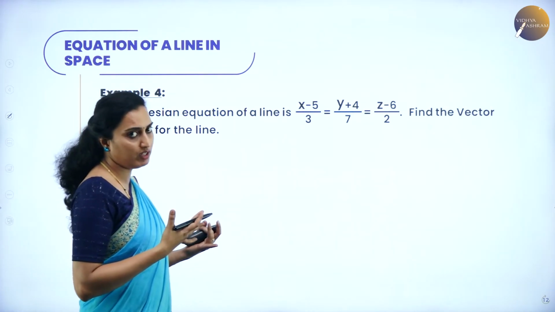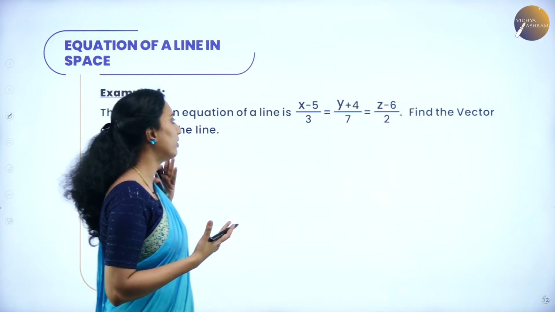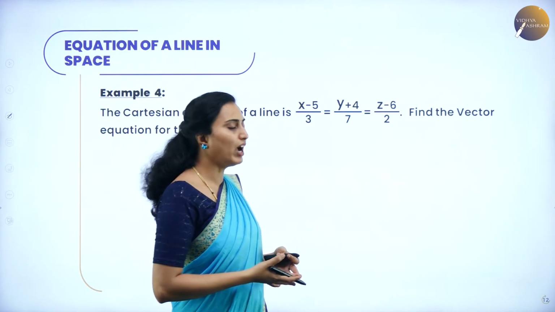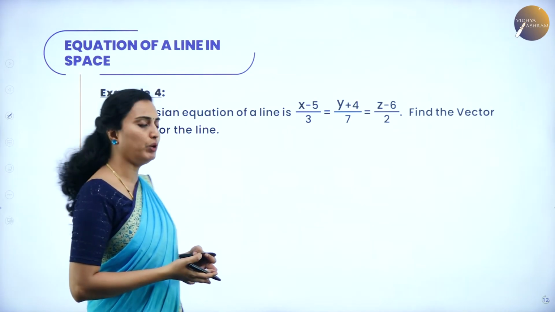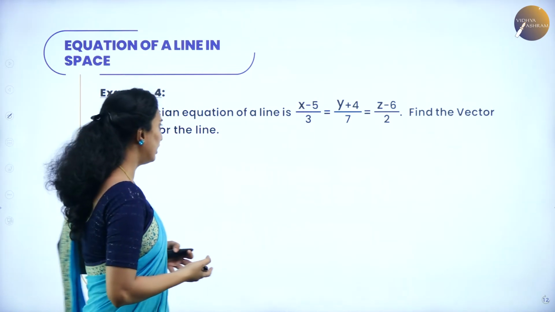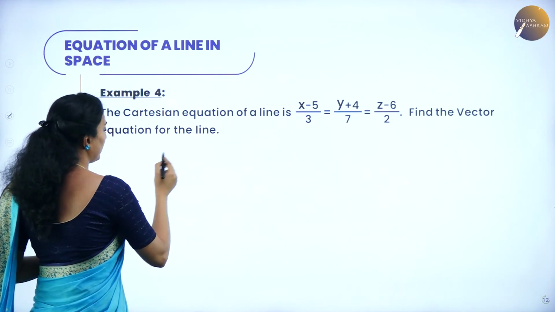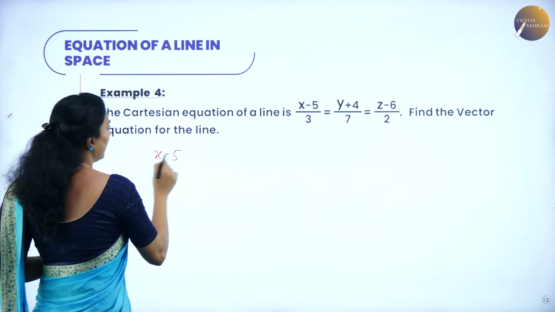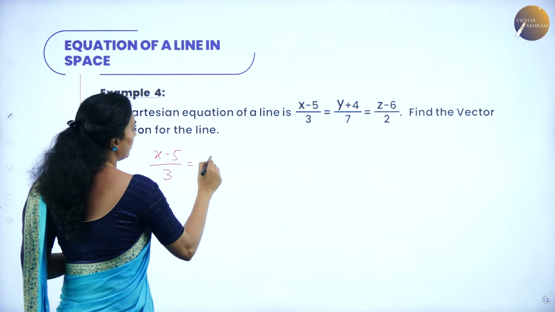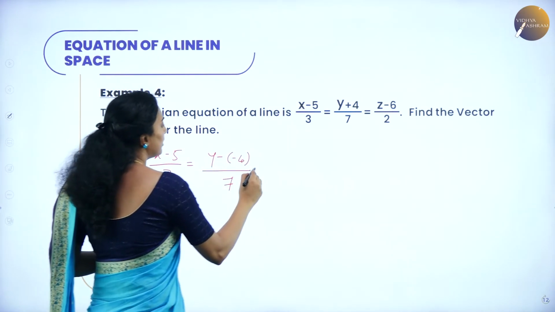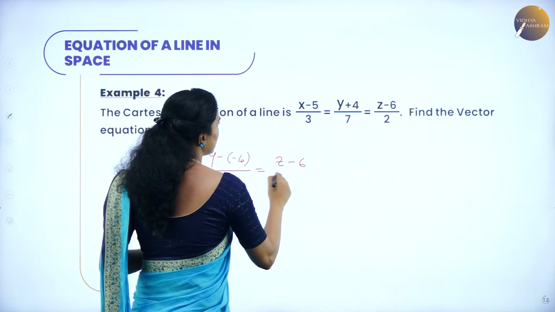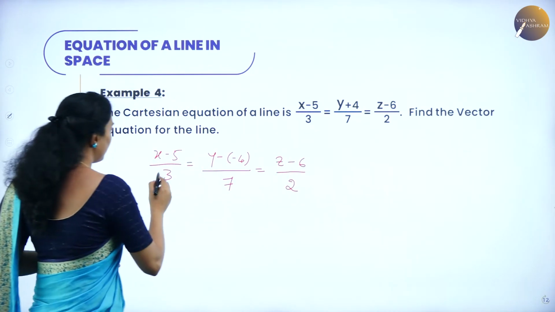The same they have given here, dear student, the Cartesian equation: x minus 5 by 3, y plus 4 by 7, z minus 6 by 2. Find the vector equation for the line. Now, let me take what they have given. x minus 5 divided by 3 is equal to y minus of minus 4 divided by 7 is equal to z minus 6 divided by 2, which is in the form of what?